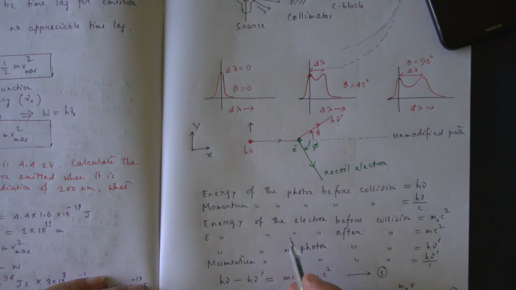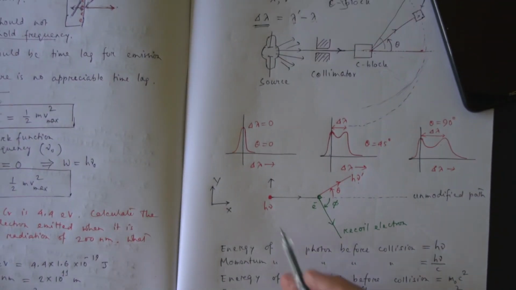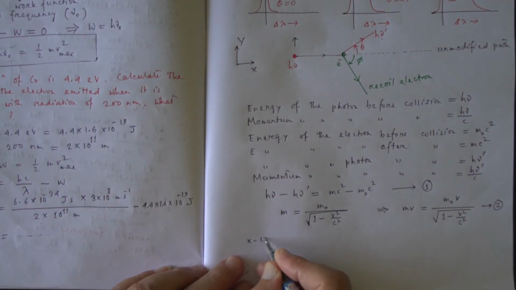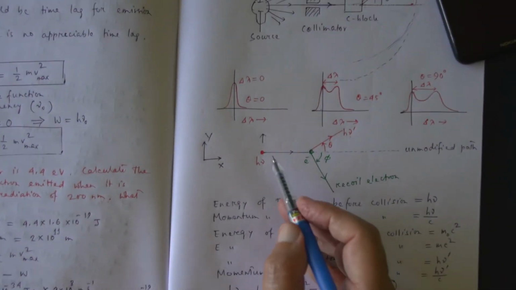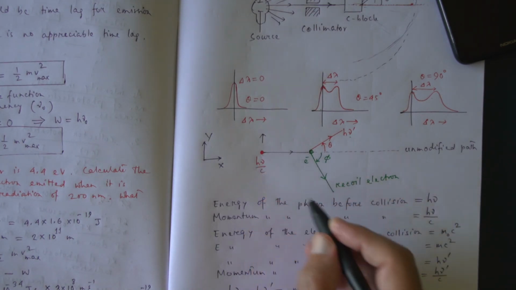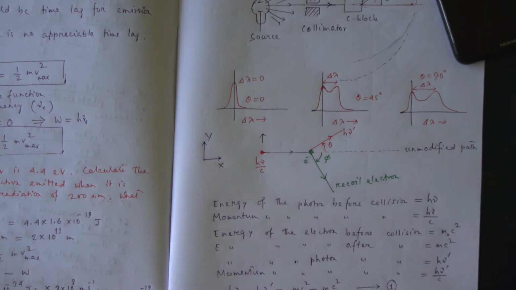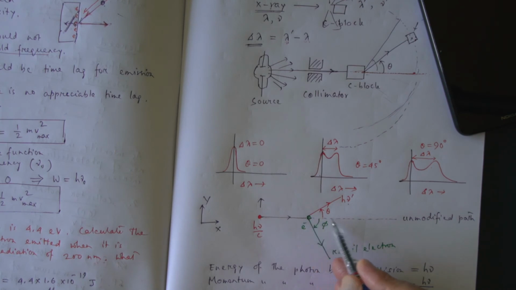Okay, due to conservation of momentum, what we get now? What is the x component of momentum of the photon? What is the momentum? Momentum is h nu by c. So x component is this only, h nu by c. Okay, and what is the x component here?